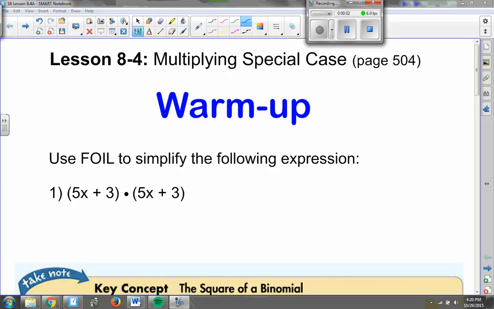All right, Algebra 1B students, welcome to part 1 of lesson 8.4, our special cases of multiplying polynomials. We're going to begin on page 504.